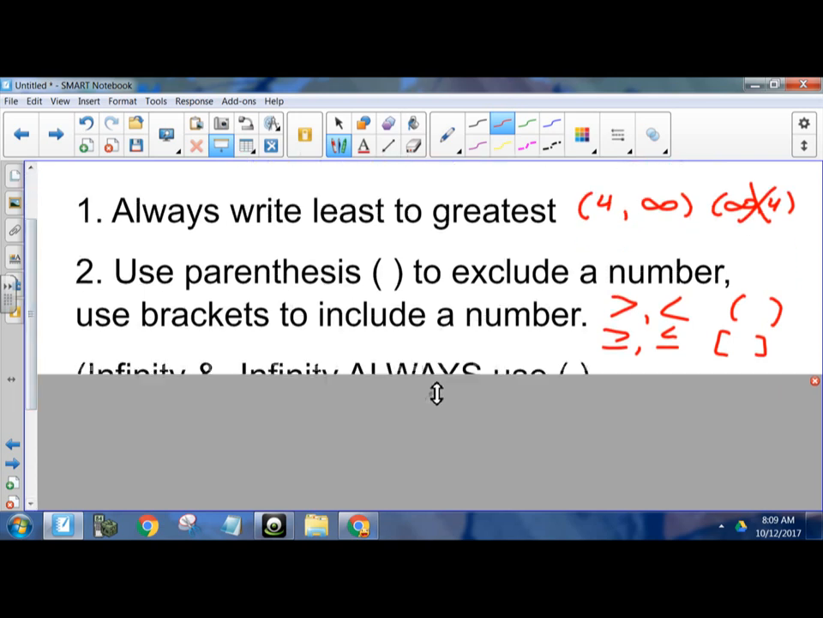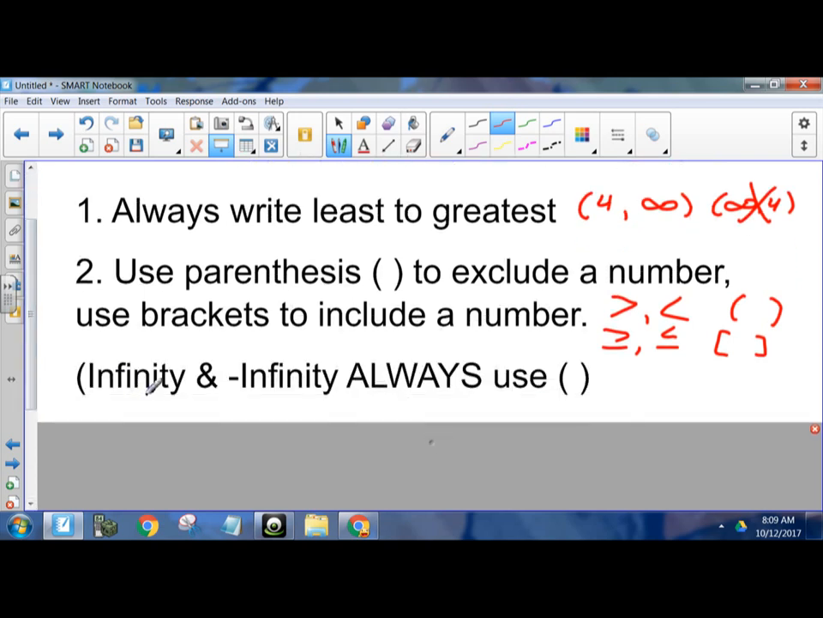There's one last thing I need to say, and that is that whenever you use an infinity or a negative infinity, you always use parentheses. The logic is that you can't actually ever get to infinity, right? It's just a mathematical concept. It's not actually a number. If I told you to run an infinite amount of steps, you could never get there. So infinity and negative infinity will always use parentheses.